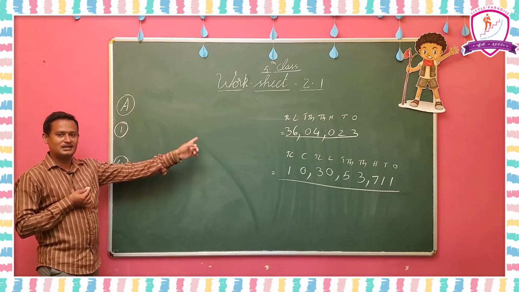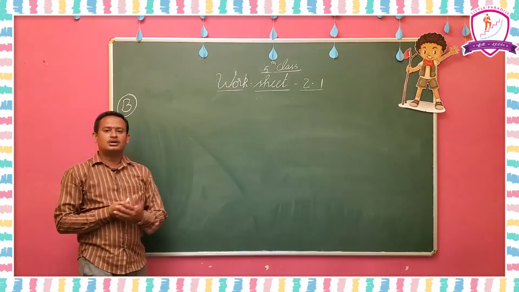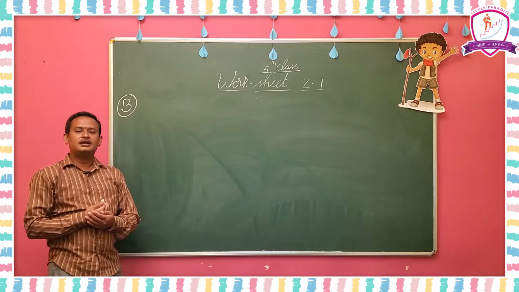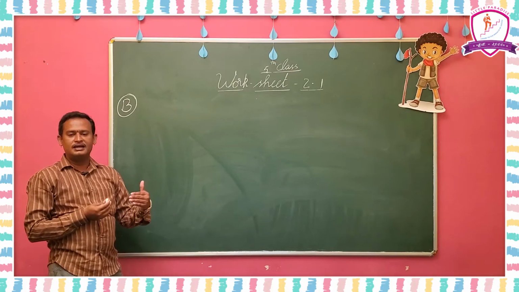Next I am going to explain B Roman. The remaining sums of A Roman you have to complete. Now come to B Roman. Read the question: write the following numerals in words. So we have to write the number in words.